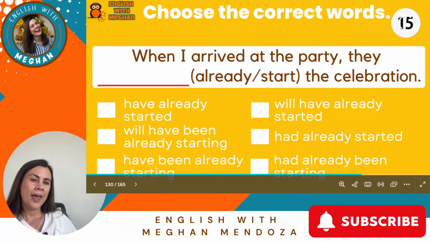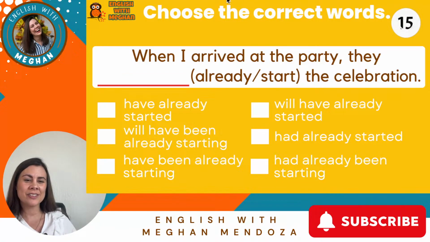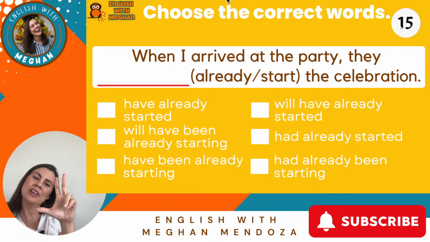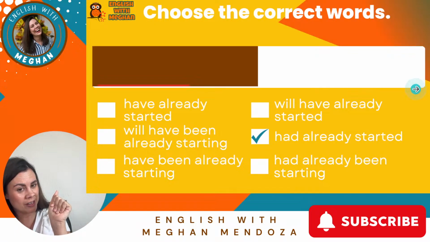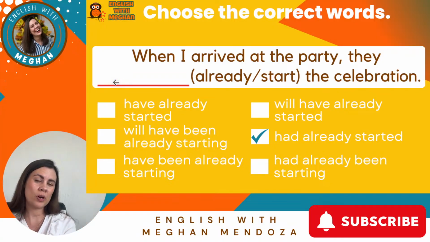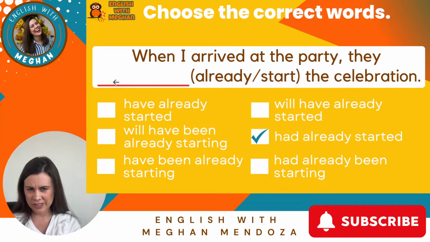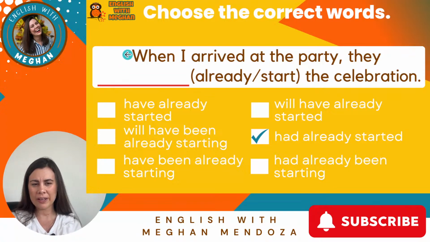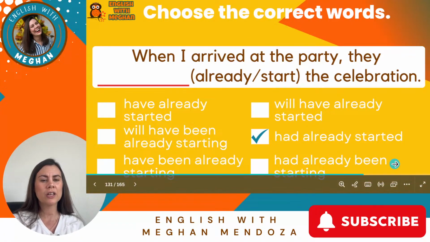Okay, and I'm going to give you 5 seconds. 5, 4, 3, 2, 1. Had already started. But why? Why is this the answer? This is important because we have, what are our time words here, our time clauses, time expressions that tell us? Well, first we have when I arrived, past simple, right? And remember, the past perfect tense is for when we have 2 completed actions.